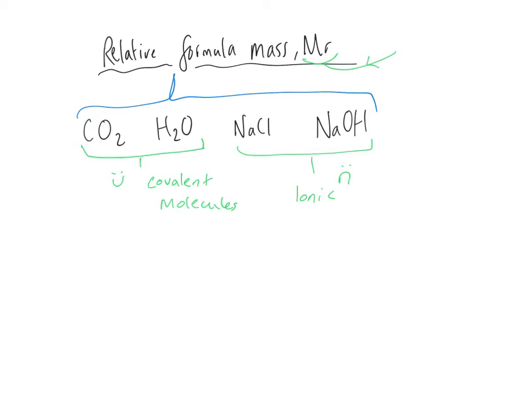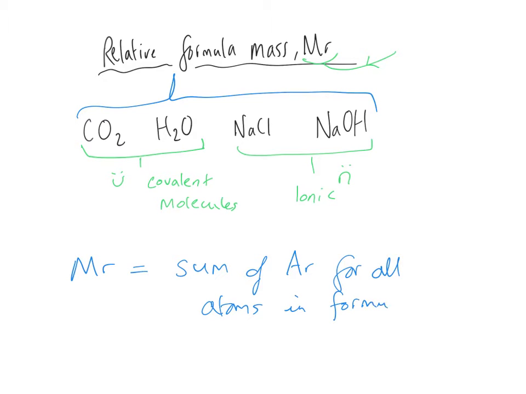If we look now at what relative formula mass actually is and how we calculate it, so the Mr, the relative formula mass, is the sum of the relative atomic masses for all of the atoms in a particular formula. So it's the sum of the relative atomic masses for all of the atoms in a formula.